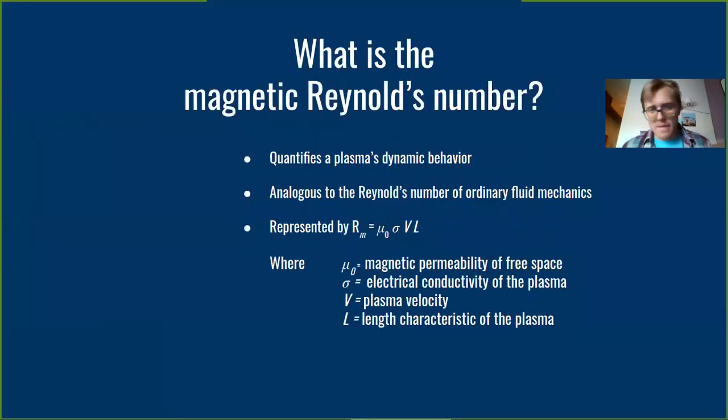So that magnetic Reynolds number is very similar to the classic Reynolds number. The main difference being that instead of the viscosity of the fluid, we're bringing in the electrical conductivity of the plasma in this case, and also bringing in the magnetic permeability constant. Otherwise, it just brings in the velocity and the characteristic length in the same way.